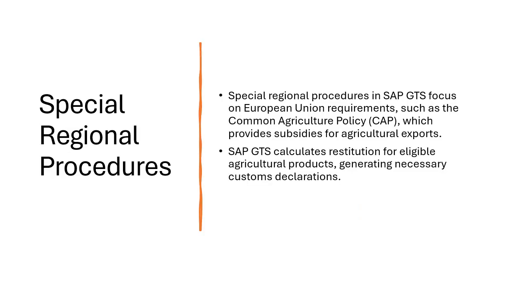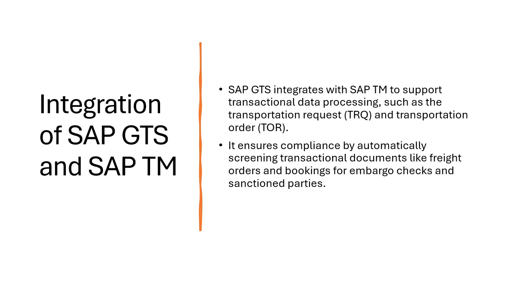And next is special region procedures. Some regions like the European Union are supported by SAP GTS. These procedures allow businesses to manage the calculation and application for subsidies or refunds, such as agriculture products under the EU's Common Agriculture Policy. And next is the integration of GTS with SAP TM.